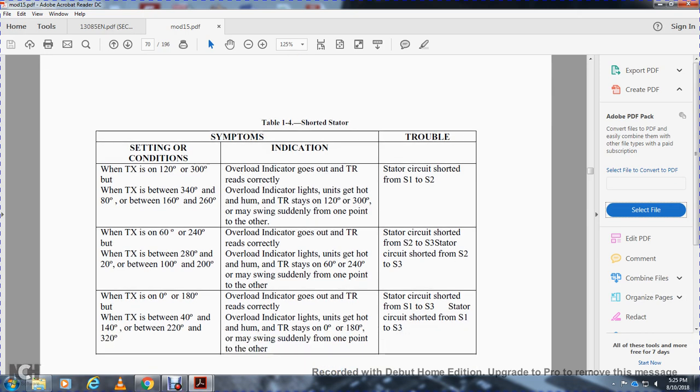The torque transmitter at 0 to 180 degrees, but when the torque transmitter is between 40 and 140 degrees or between 240 and 330 degrees, the overload indicator goes out and the torque receiver reads correctly. The overload indicator lights, the units get hot and hum, and the torque receiver stays at 0 to 180 degrees and may swing suddenly from one point to the other. The stator circuit is shorted from stator 2 to stator 3.